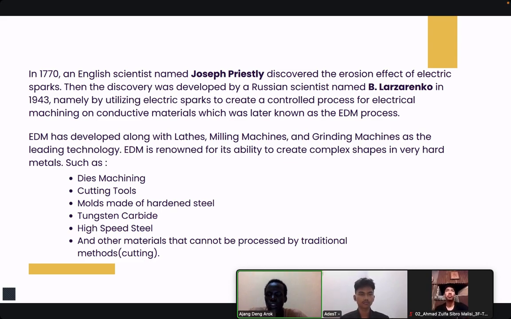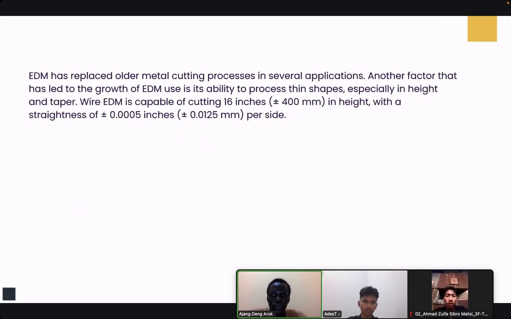Now, EDM has developed alongside the lathe machine, the milling machine, and the grinding machines as a leading technology. EDM is renowned for its ability to create complex shapes in very hard metals, such as die machining, cutting tools, and molds made of hardened steel, tungsten carbide, high speed steel or HSS, and other materials that cannot be cut by traditional methods. Let's go. So EDM has replaced older metal cutting processes in several applications.